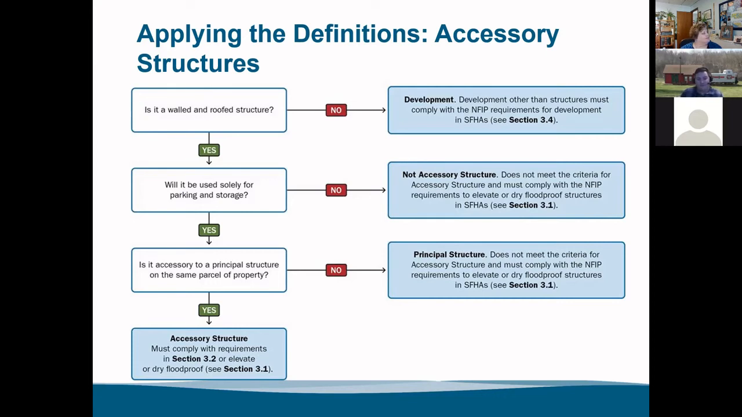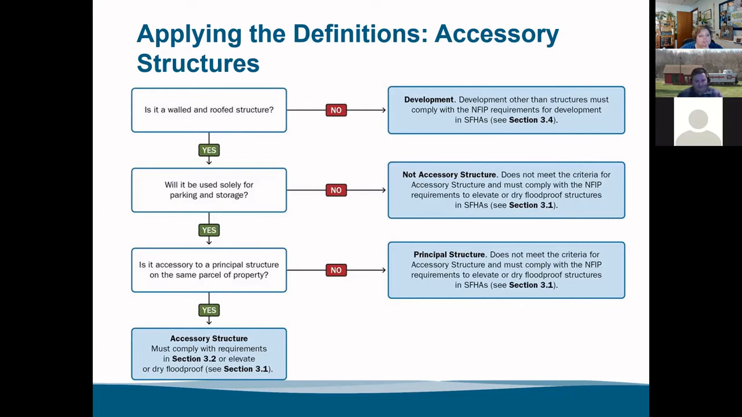If it is going to be used exclusively for parking or storage, then you have to ask if it's an actual accessory structure to the principal structure. So it has to be on the same parcel of property, and its usage has to be incidental to that primary structure. That means if it's on its own parcel, it's automatically the principal structure, even if it's the same property owner. If it's on a different parcel, it's not considered an accessory structure. It has to be on that same parcel of property, in which case it would be either non-residential or residential, depending on its usage.